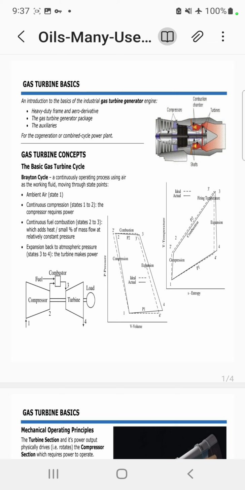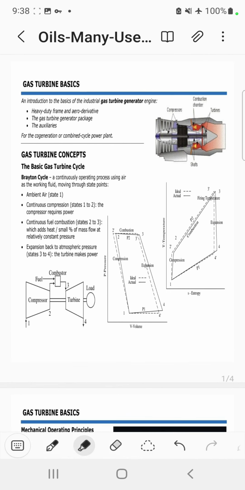The basic gas turbine cycle. Everybody knows that the Brayton cycle is a very important cycle for engineers. Let's see the gas turbine cycle. First of all, we have the ambient air, which means the atmospheric pressure. It is coming here. This is the atmospheric air.